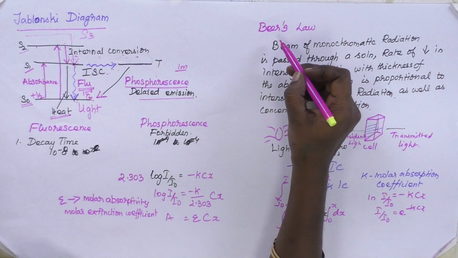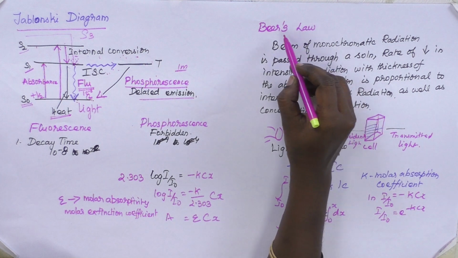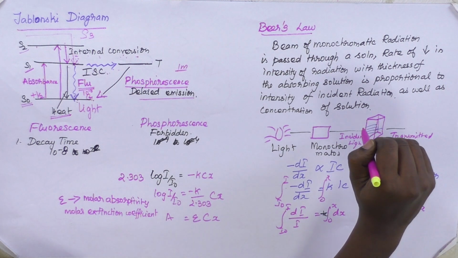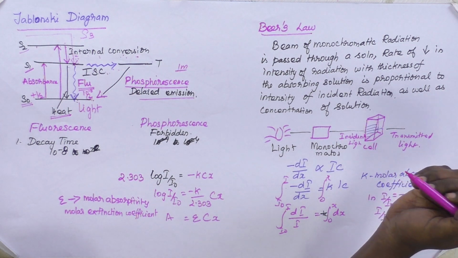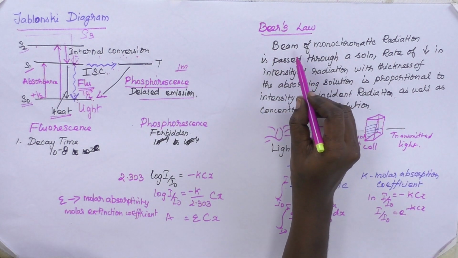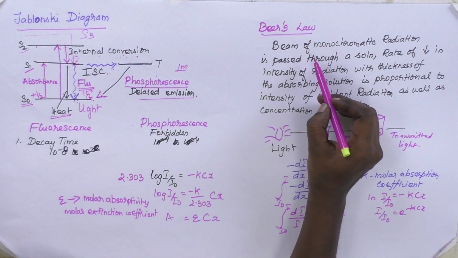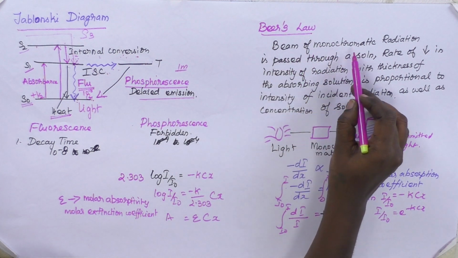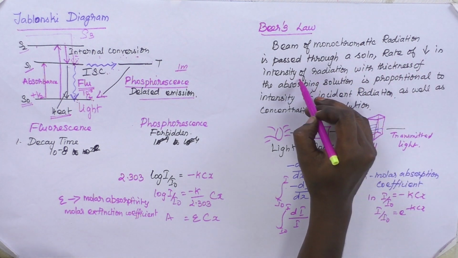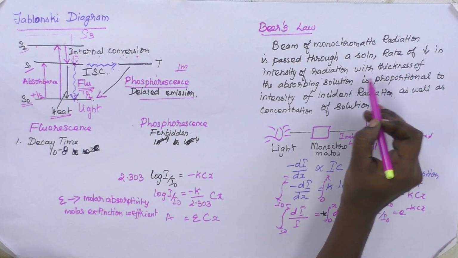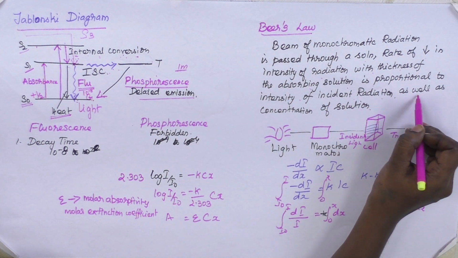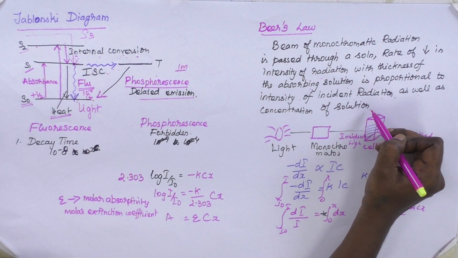The next topic is Beer's law. It is one of the photochemical laws that explains the correlation between the light absorbed and the concentration of the absorbing medium. We first read Beer's law. When a beam of monochromatic radiation is passed through a solution, the rate of decrease in the intensity of radiation with the thickness of the absorbing solution is proportional to the intensity of incident radiation as well as the concentration of the solution.